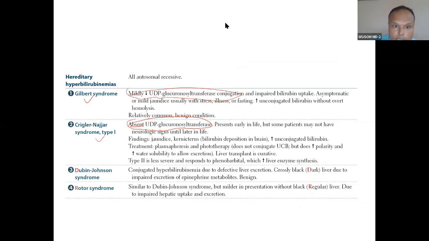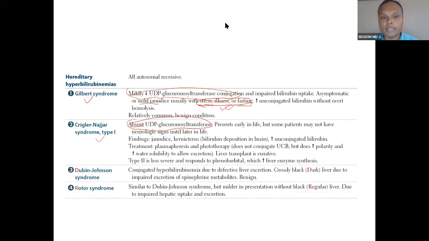In this condition, though there is only mild activity, it works fine in normal conditions unless the patient undergoes stress like fasting or illness. If the patient undergoes stress, illness or fasting, then only will the patient have the symptom of mild jaundice. This is a very important point in Gilbert syndrome. Otherwise the patient will be fine.